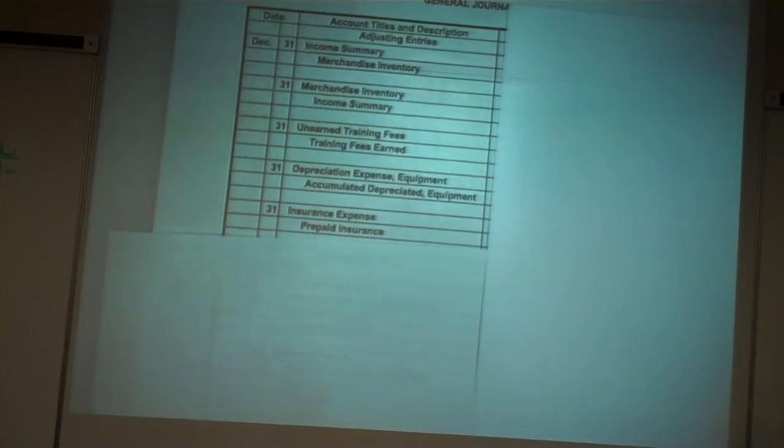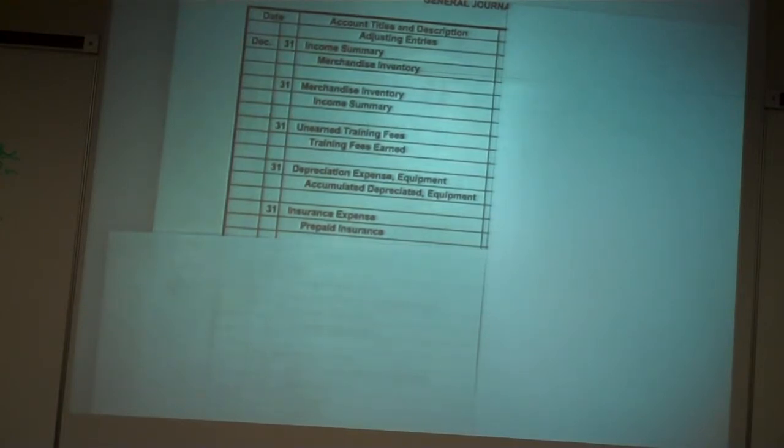So our first adjusting entry is coming from the worksheet, and it's going to be the A. It should be a debit to income summary and a credit to merchandise inventory. Is that to remove the beginning inventory or to put the ending inventory in? To remove the beginning inventory, the A.